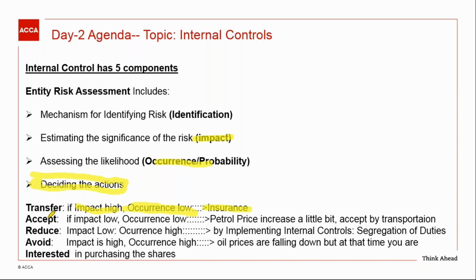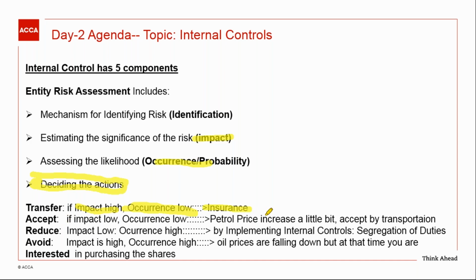Next is when we accept the risk, when the entity accepts the risk. When will it happen? If the impact is low and the occurrence is also low, meaning both things are at a low stage. Their impact is low, their occurrence is also low. So at this time we accept the risk.